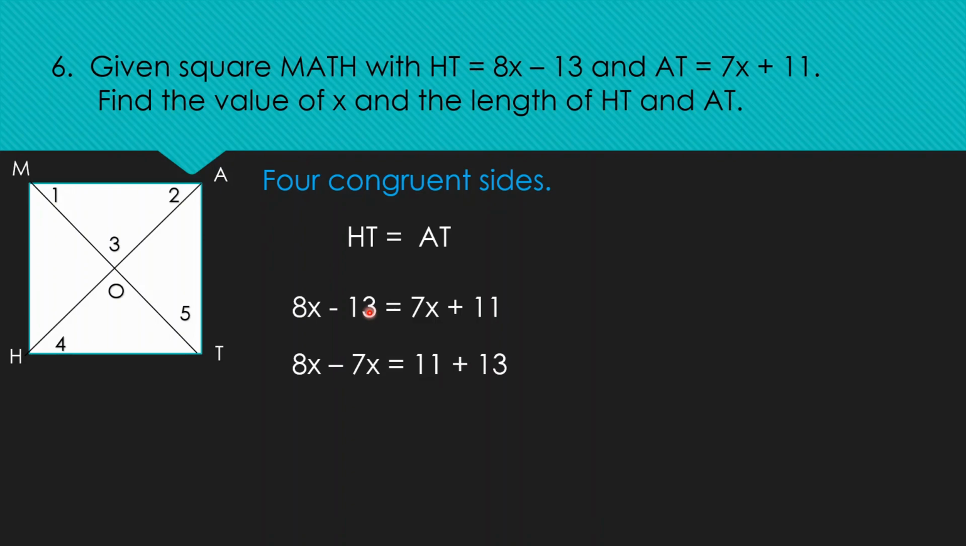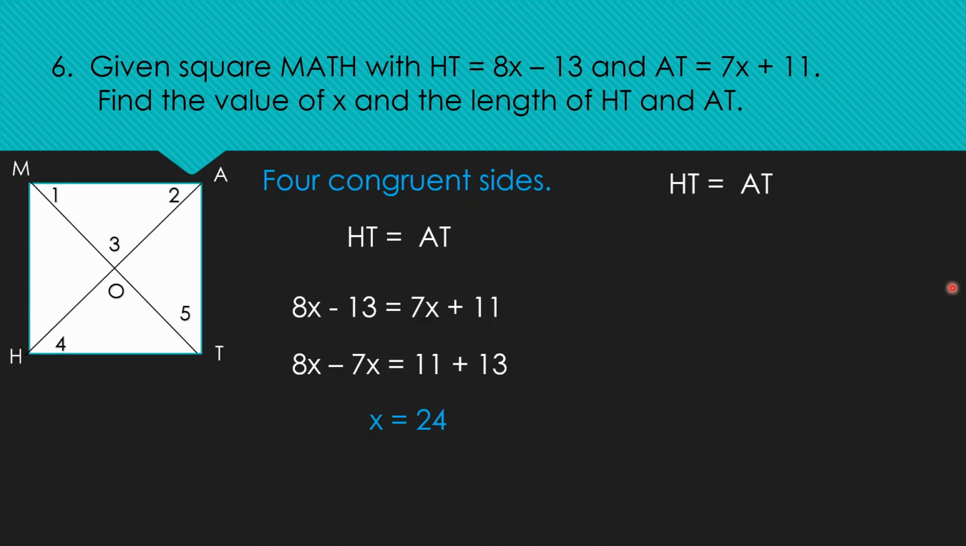So we need to equate and combine like terms. So 8x minus 7x, because 7x here is positive, when we transpose it becomes negative, and negative 13 becomes positive on the right side. So 8x minus 7x is equal to x, and 11 plus 13 is equal to 24.